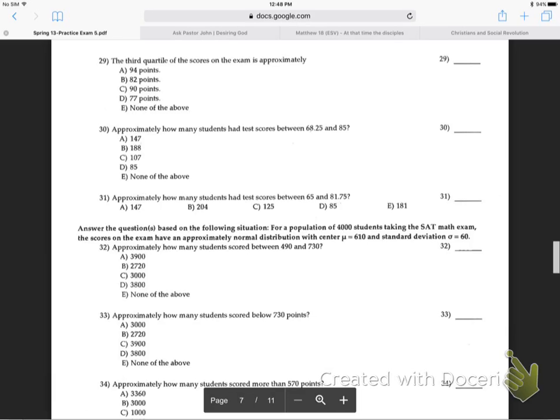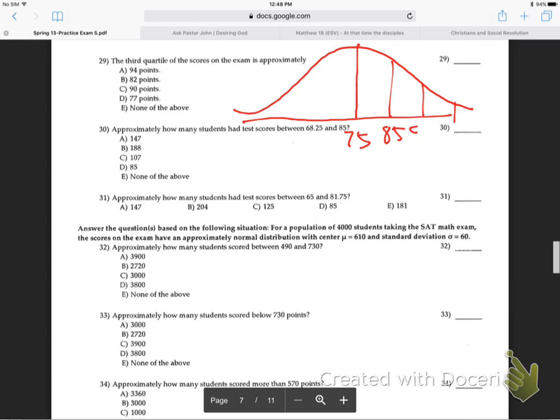The middle was 75, jumps were 10. All right, I guess we'll do it again. So one more time: the middle is 75, jumps are 10. 1, 2, 3 jumps to the right: 85, 95, 105. 1, 2, 3 jumps left: 65, 55, 45. All right, and the percentages are always the same.